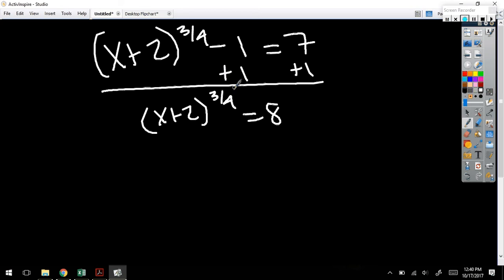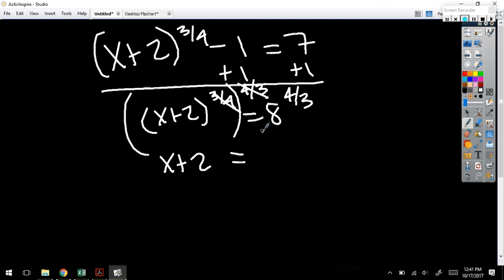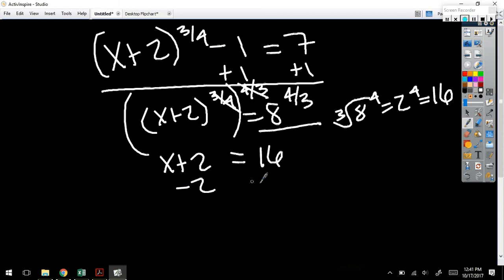So I can raise it to the 4/3 because parentheses are last. And that takes care of this exponent, which leaves me with x plus 2 equals, what is 8 to the 4/3? 2 to the 4th, because it's the cubed root of 8 to the 4th, which is 2 to the 4th, which is 16. Minus 2.